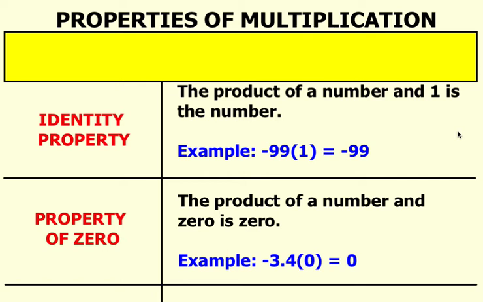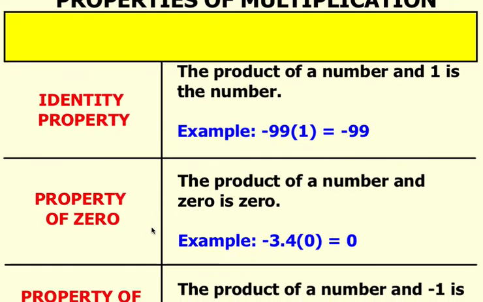Hi, in this quick video tutorial, I'm going to go over the properties of multiplication. This first one is called the identity property, which states that the product of a number and 1 is whatever that number is. So here's a very straightforward example. Negative 99 times 1 will equal whatever that number was, which is negative 99.